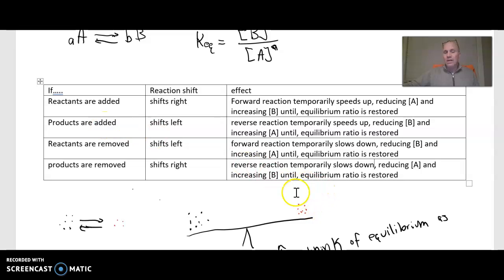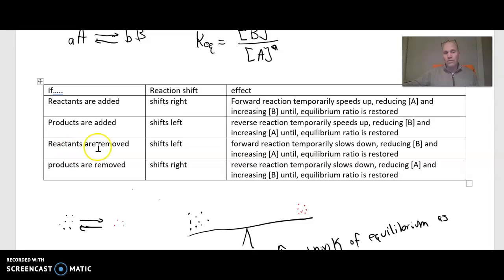So what would happen to this if we added some of the red material onto this? Well, that would temporarily make this side right here too high for the equilibrium. So how do we get back to equilibrium? Well, some of these reds have got to be turned into some of the blacks. So the reverse reaction is temporarily going to speed up. That reduces the amount of the product. So we're going to reduce the amount of the product and increase the amount of this over here, and that would restore that equilibrium.